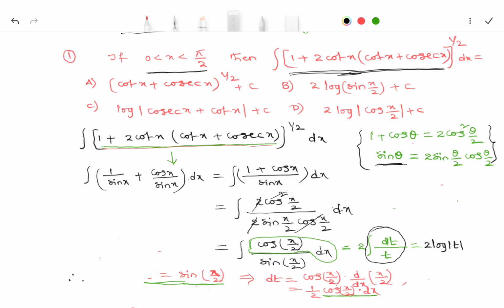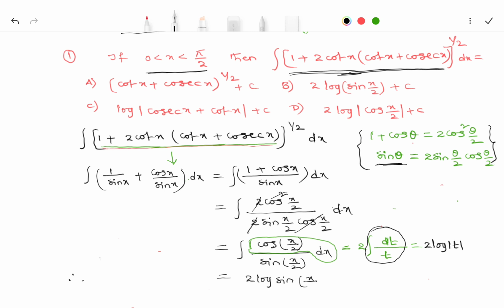Now if you substitute the t value, your answer will be 2 into log of sine of x by 2. After completing the integration, you should write the integral constant plus c. I hope this problem is understood by everyone. Right now we will go to the next question.